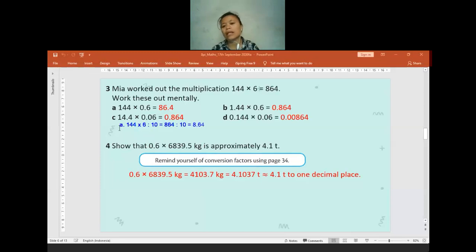So here are the answers for question 3, B, C, D. Is there anyone having any question? If you have any question, please kindly tell me so I can discuss it with you.